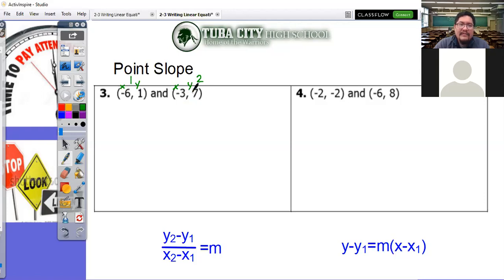This one has the bigger number, so I'm going to make that one go first. Now, if you want to, you could also make sure that your positive numbers go first or whatever, but a lot of times that really doesn't make a whole lot of difference. So anyway, let's go ahead and use our slope formula here.